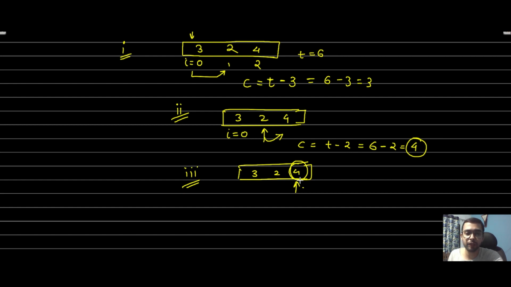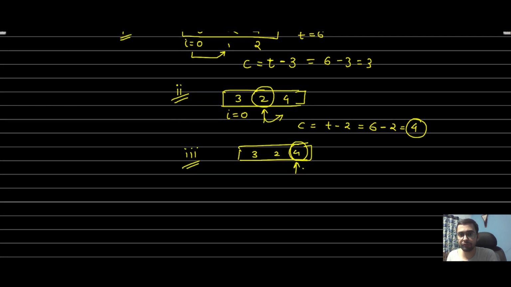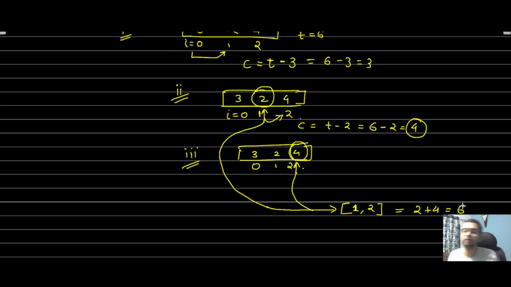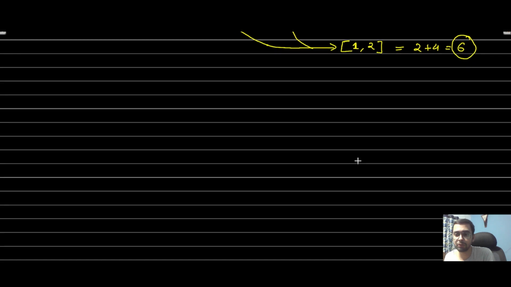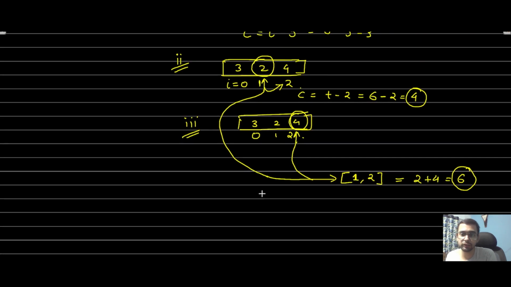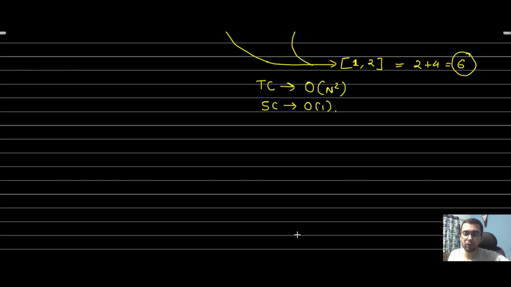So we can compare with the target and return the indices. So we will return both of them, and their sum will be equal to 6. So our problem has been solved. So let's move on to the optimal approach. Before moving, let's discuss the time complexity. So the time complexity will be big O of n square, that is a quadratic approach, and the space complexity will be constant. So let's move on to the optimal one.